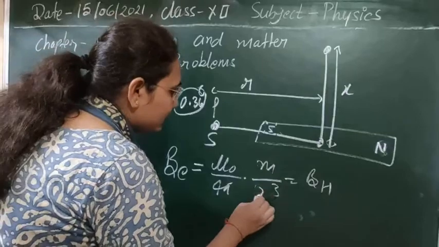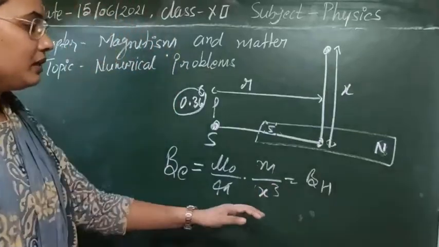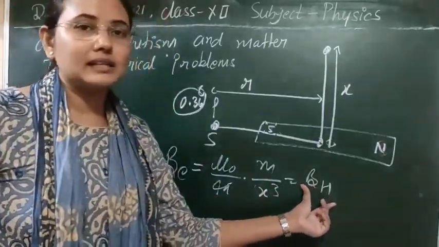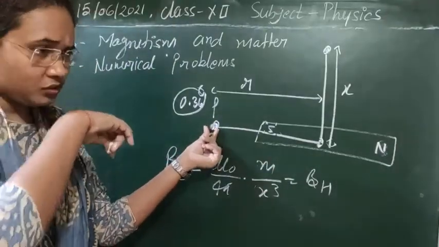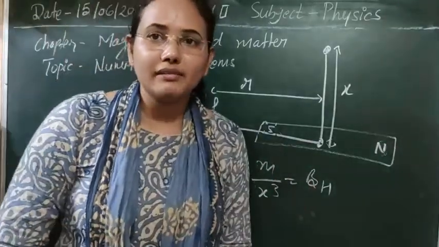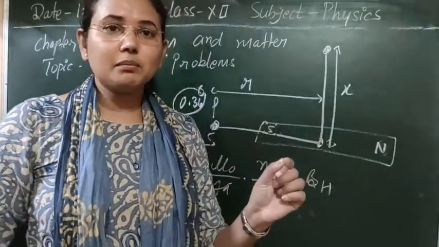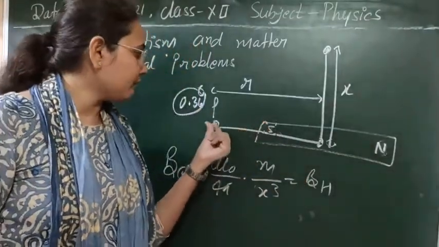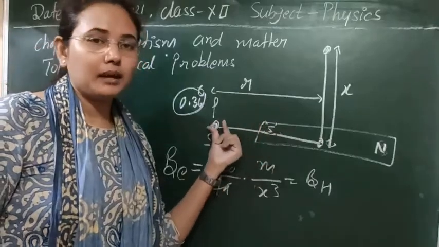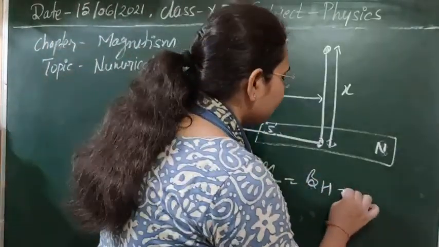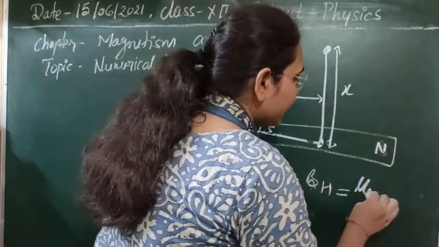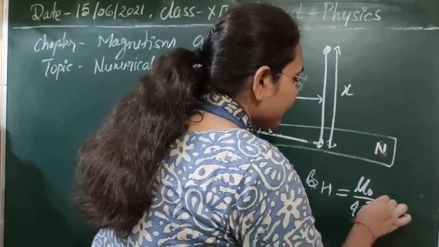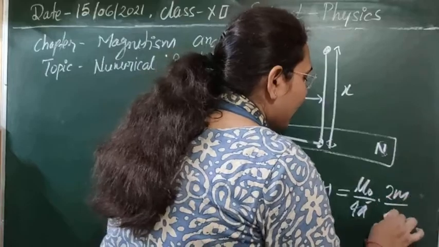So we can write in the place of r, that is x cube, and here the BH that you are seeing, that is the null point at this location. So obviously it was given in our question that at the axial point there was a location P where we were getting a null point, and for the null point the magnetic field for any axial condition can be written as mu 0 upon 4 pi 2m upon r cube.